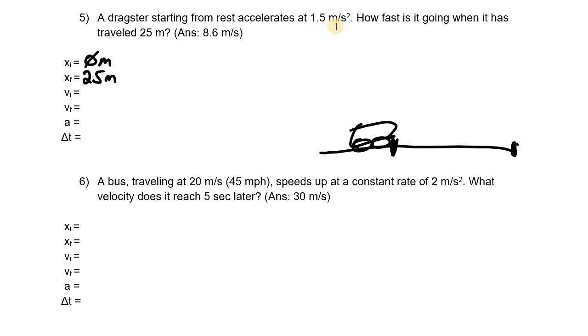All right, and what is this 1.5 meters per second squared telling us? Just right off the bat, being that we see the units of meters per second squared, we know that's our acceleration. So let's write that in, 1.5 meters per second squared. Okay, this is another keyword right here. If it's starting from rest, how fast is it initially going?